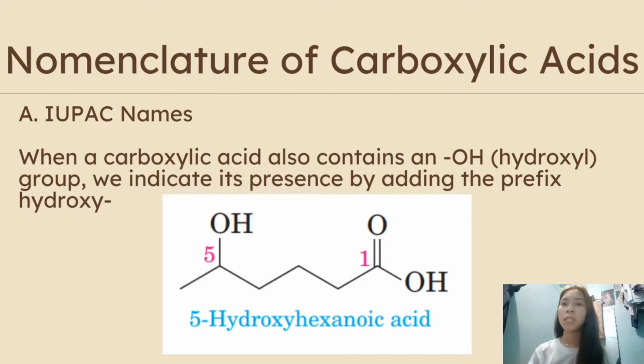When a carboxylic acid also contains an OH or a hydroxyl group, we will indicate its presence by adding the prefix hydroxy. We can see here that the hydroxyl group is present at the 5th carbon of the chain. So therefore, it has an IUPAC name of 5-hydroxyhexanoic acid.